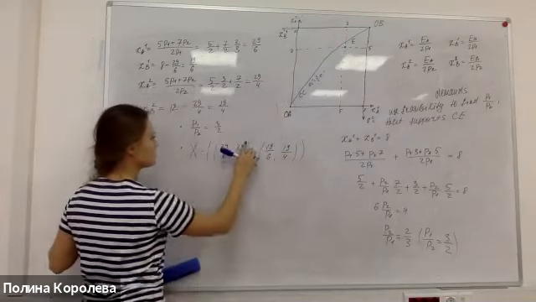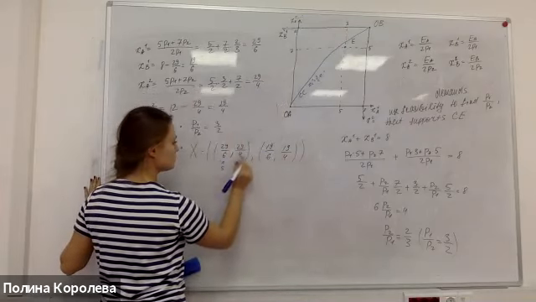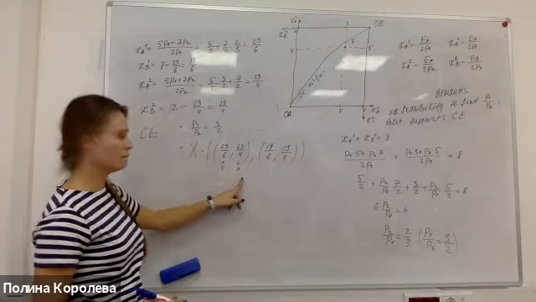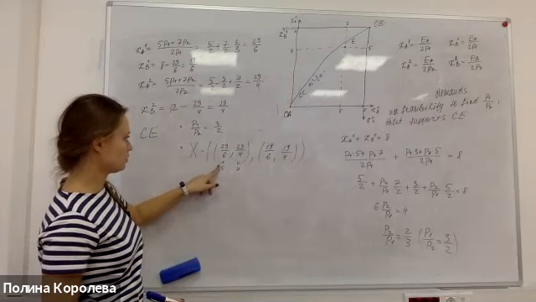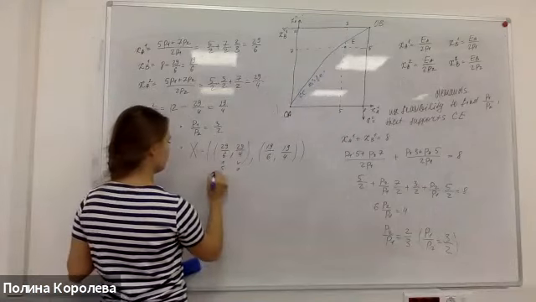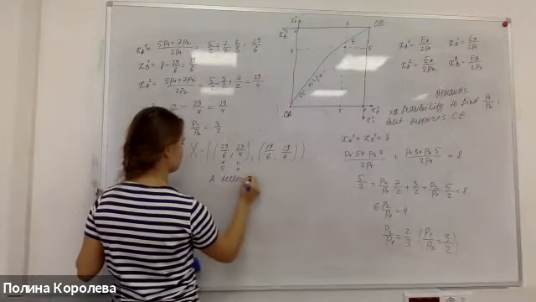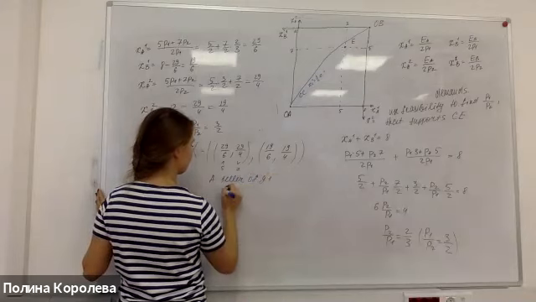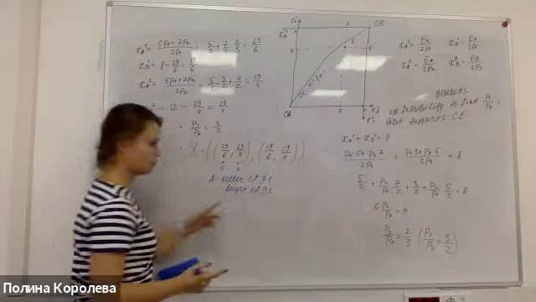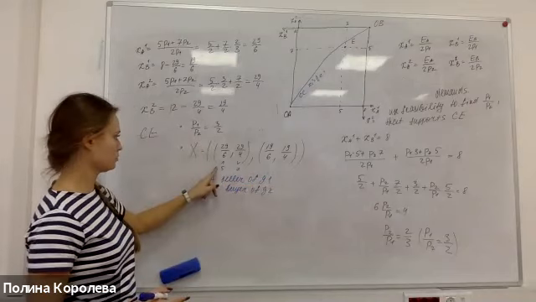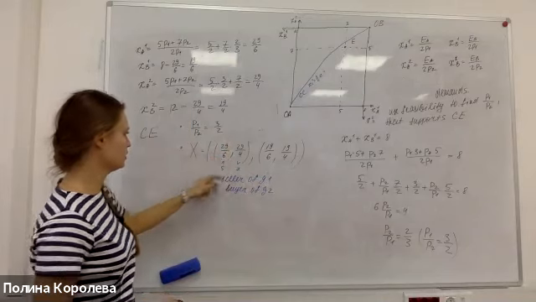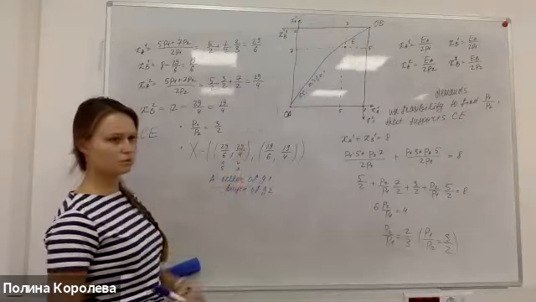Why? Because 29 divided by 4 is bigger than 7. 7 is 28 divided by 4. So he sold good 1 and bought good 2. So A is definitely the seller of good 1 and buyer of good 2. And we know how much he sold. Yes, he sold 1 divided by 6 of good 1 and bought 1 divided by 4 of good 2.